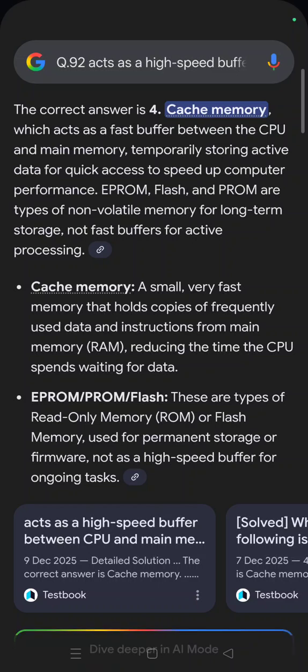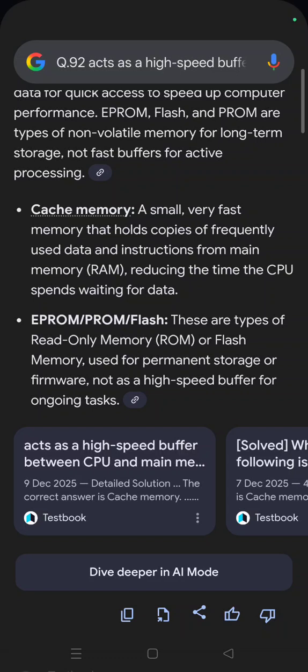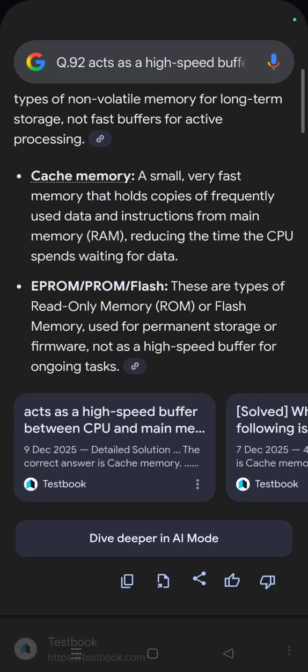Cache memory, a small, very fast memory that holds copies of frequently used data and instructions from main memory RAM, reducing the time the CPU spends waiting for data. EPROM, PROM and flash are types of read-only memory or ROM or flash memory used for permanent storage, not as a high-speed buffer for the ongoing task.